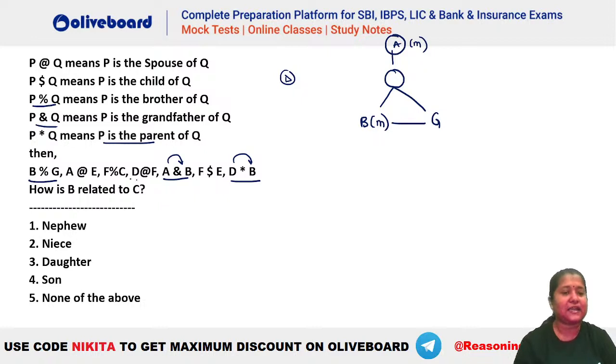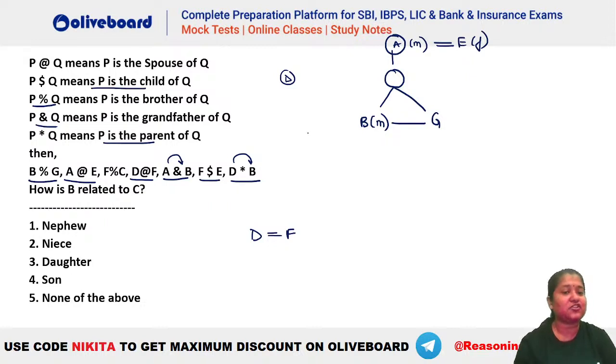ठीक है. D at the rate F. What is the meaning of at the rate? That is spouse. So we know that D has to be the spouse of F. ठीक है. D and F are spouse for each other. A at the rate E. At the rate का क्या मतलब है? That is spouse. So A is the spouse of E. तो E will be a female person here. कुछ इस तरह से आएगा, ठीक है. Then we have your E. So we have F dollar E.